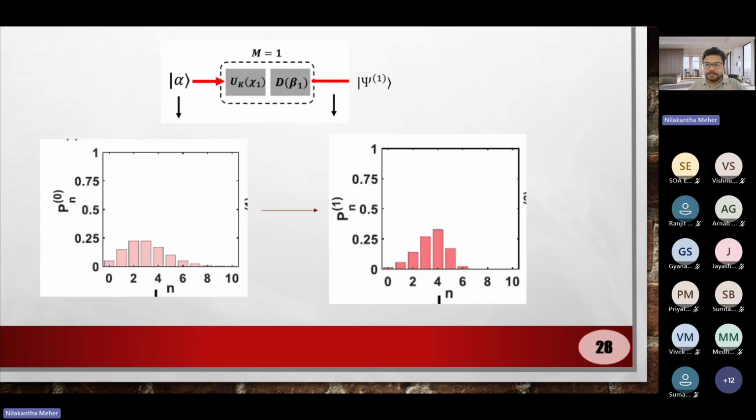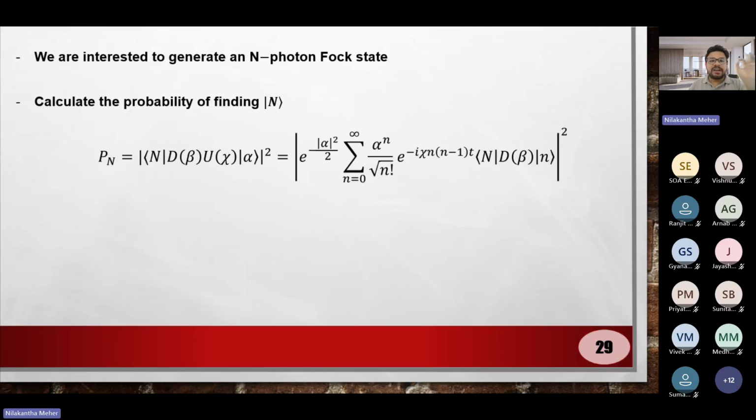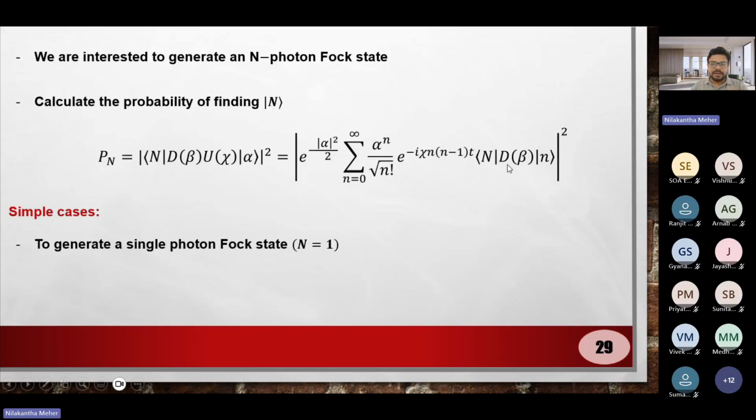As we are interested in n-photon Fock state generation, let us calculate the probability of finding the n-photon state in the resultant state. That is, acting with this U chi, that is the Kerr unitary, and the displacement operation on the coherent state, and trying to calculate the probability of finding the n-photon state in that resultant state. This is the probability given here.